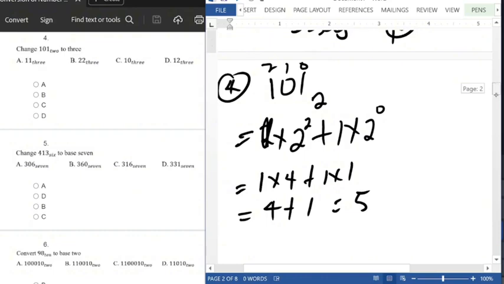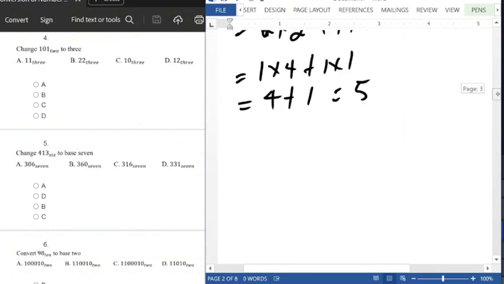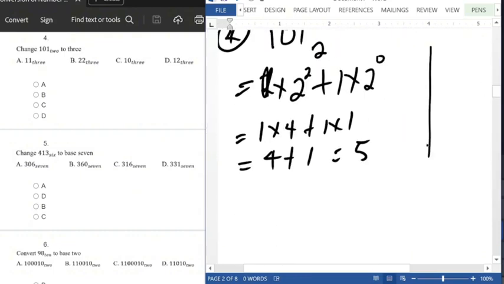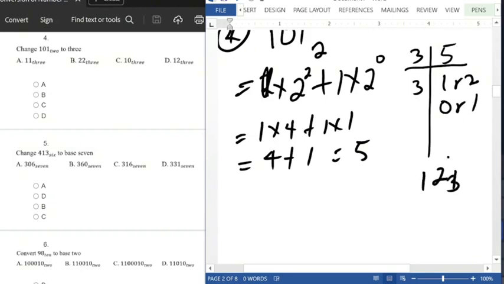5. So we now change 5 to base 3. Let's convert 5 to base 3. So 3 in 5 is 1, remainder 2. 3 in 1 is 0, remainder 1. So that is going to give us 12 base 3. And that is option G here. Then go to question number 5 now.